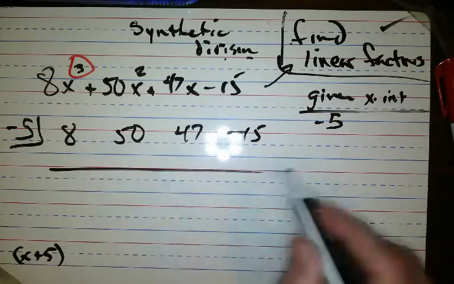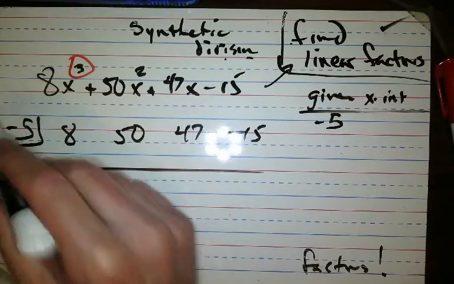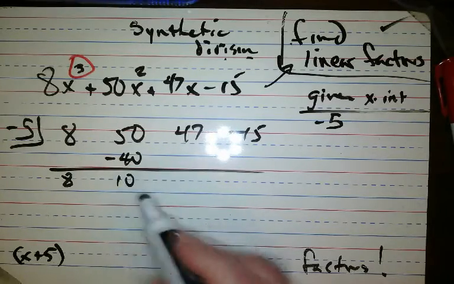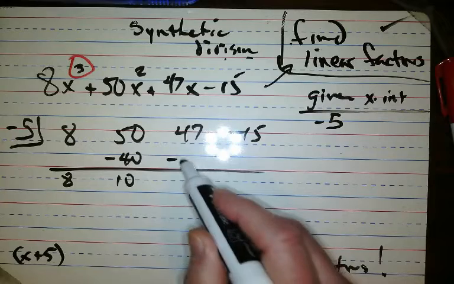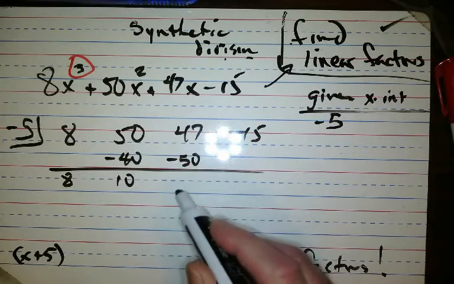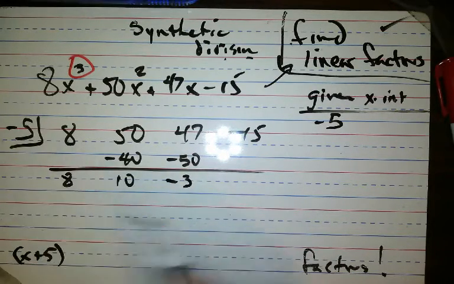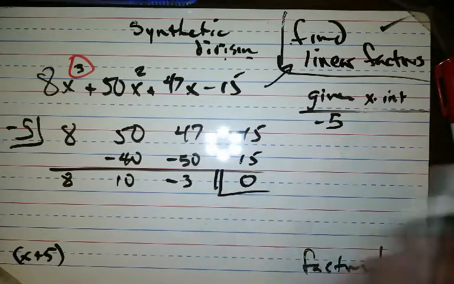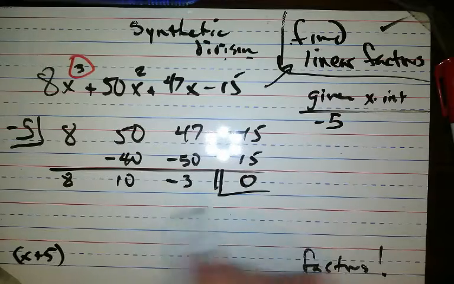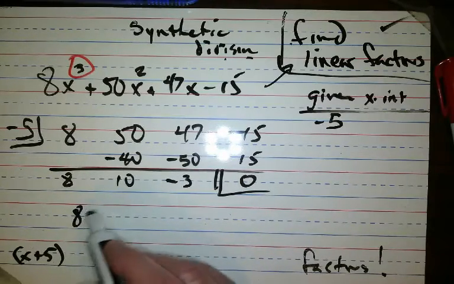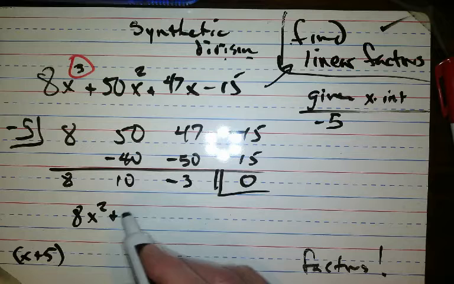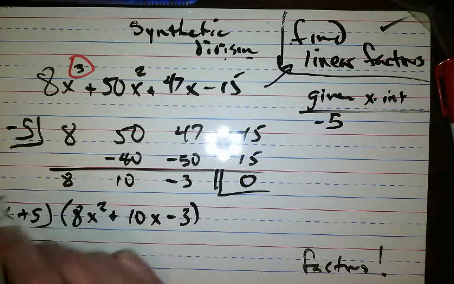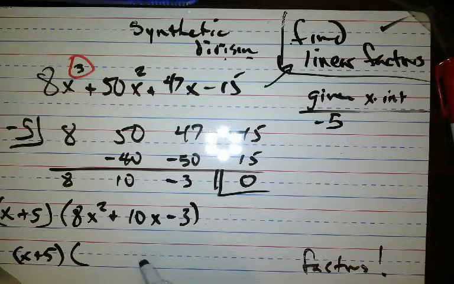Okay, so the 8 drops down, and then we multiply. -40, well that's easy. Then we add, that'd be 10. That'd be -50, and then we add, that's -3, and then we multiply. Negative times negative is positive, and 0. It has to be 0, it's an x-intercept. So what's the factor here? This 8x squared plus 10x minus 3. So you're going to have to factor that guy.